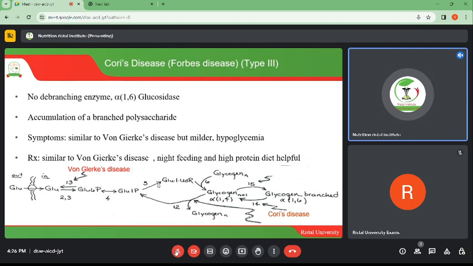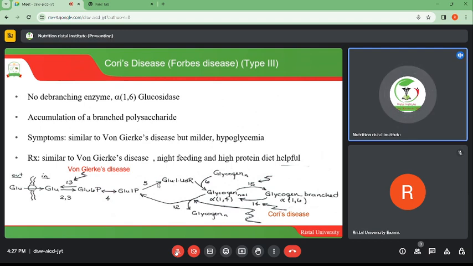And then we have Cori's disease, and this one means there's no debranching enzyme. That is the alpha 1,6 glucosidase. So this results in accumulation of a branched polysaccharide. A lot of this accumulates in your body, and these symptoms are similar to those of Von Gierke's disease, but they are milder. And one of the other symptoms is hypoglycemia. So once your body cannot degrade this, you have some kind of hypoglycemia. Your body cannot have enough blood glucose at all times.